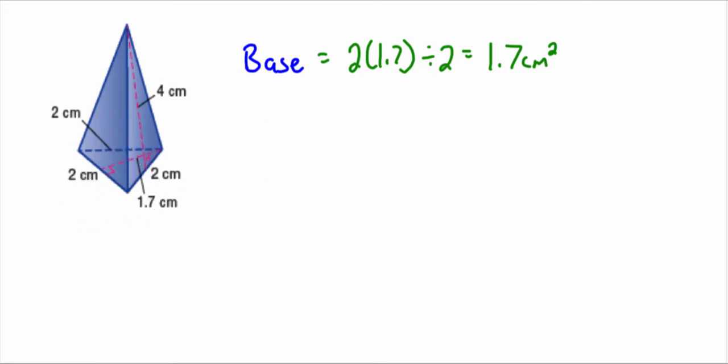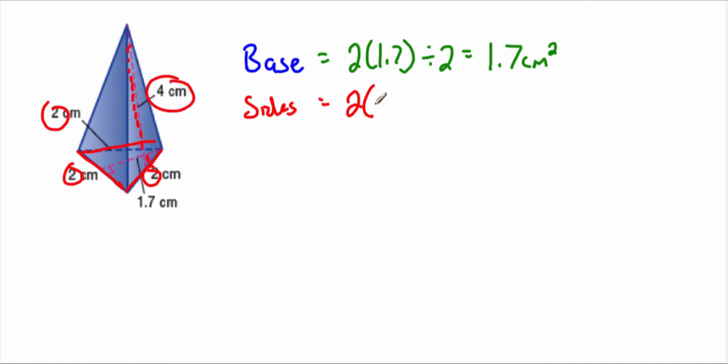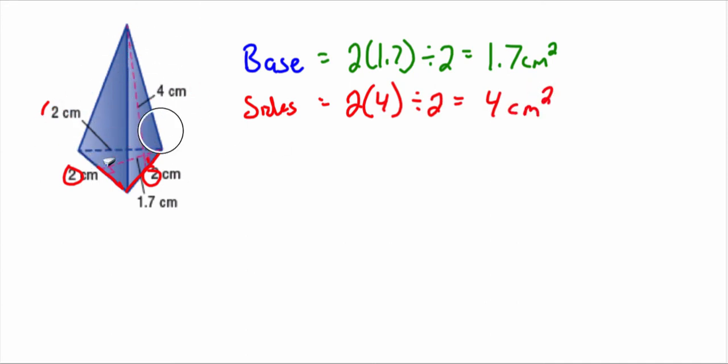Now, you'll notice that all 3 sides are labeled with the same measurement. They're all 2 centimeters for the base. And they all have this same height going up of 4 centimeters. So 2 times 4 divided by 2, this is the triangle, gives us an area of 4 centimeters squared. That's the area of this triangular side, this triangular face of our pyramid.